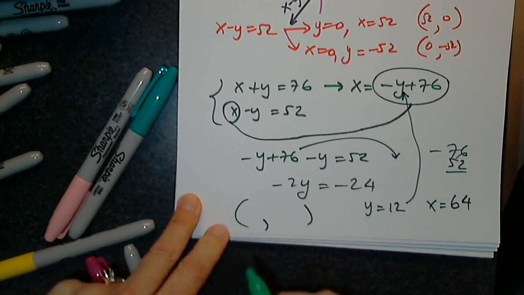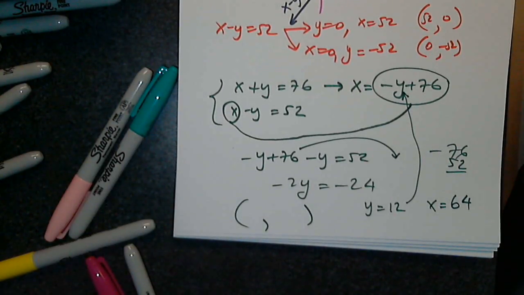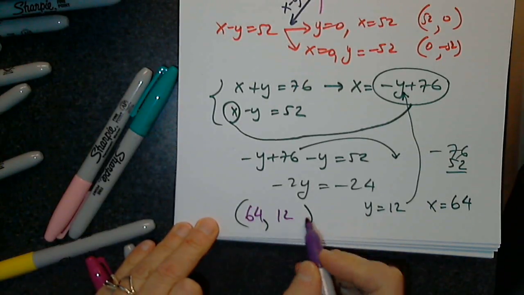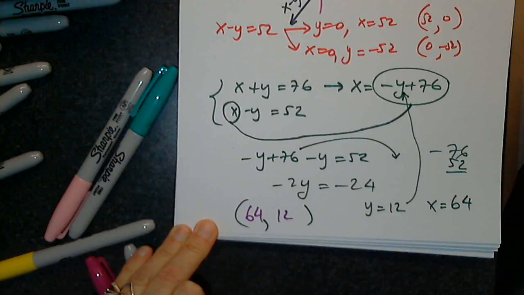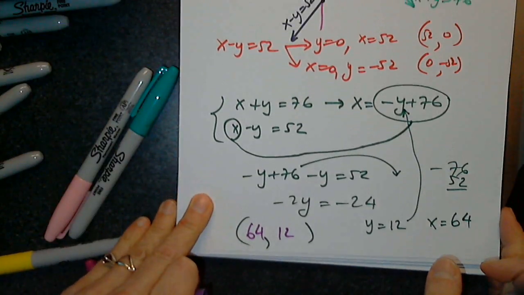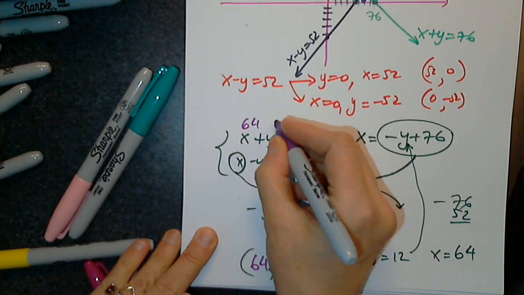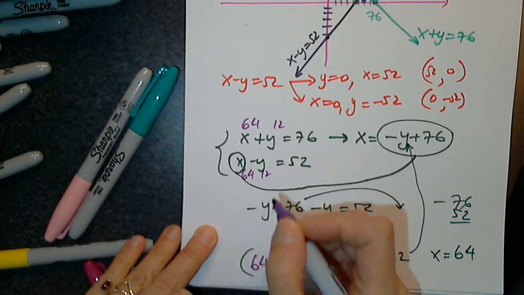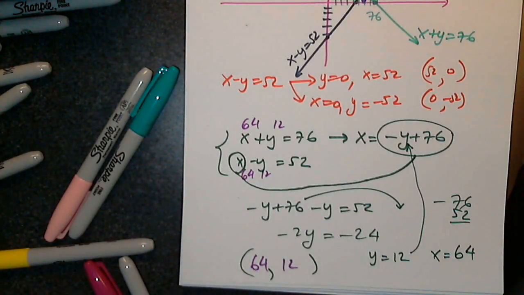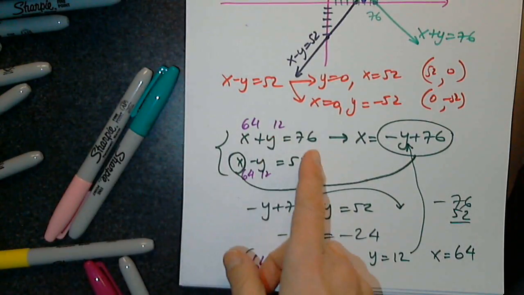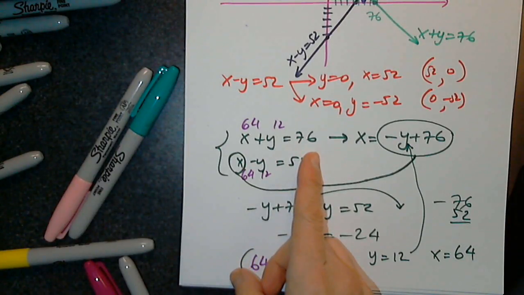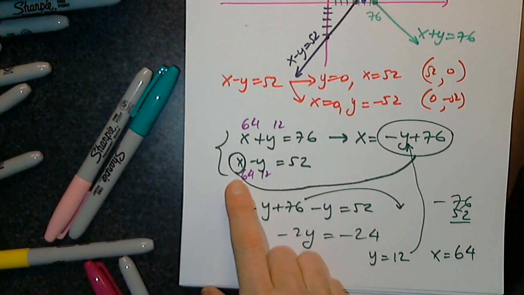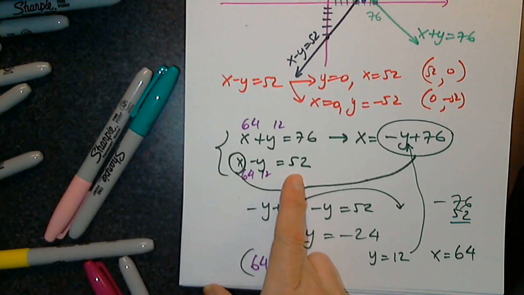So what is the solution? Can anyone give us the solution? 64, 12. Yes. I don't trust it. Not yet. I do this now. Make sure that the ordered pair 64, 12 works in both equations. I don't know. 64 plus 12, is that 76? Yep. 64 minus 12, is that 52?